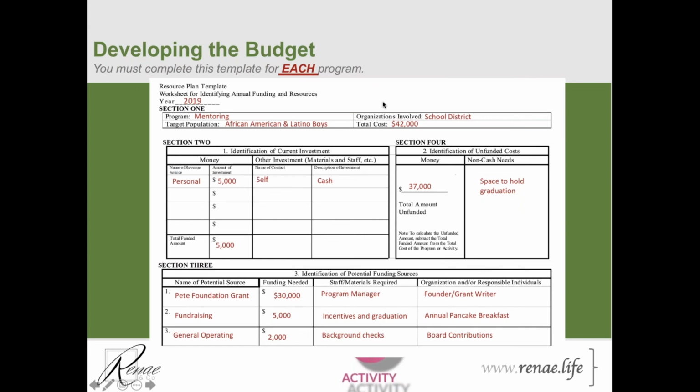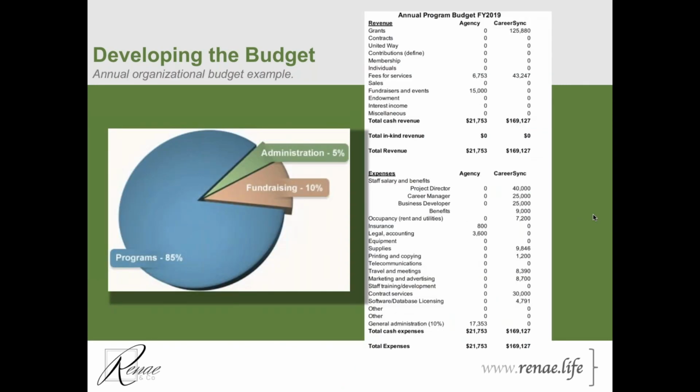At the top in the total cost, you will add the total unfunded cost. That's the cost that you do not have, and also the $5,000 that you contribute each year. So the total cost of your mentoring program will be $42,000. And again, you will do this for each program that you have so that you can add it up to create your organizational budget. On this slide, I have an example of an annual program budget.